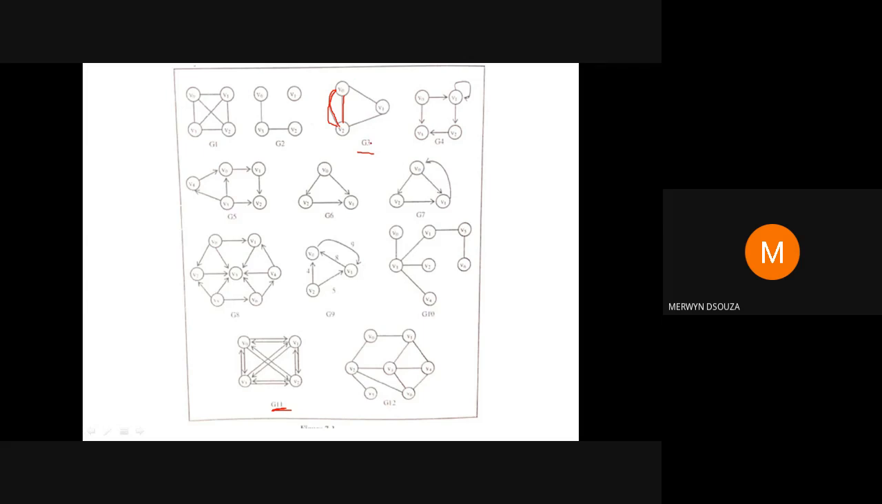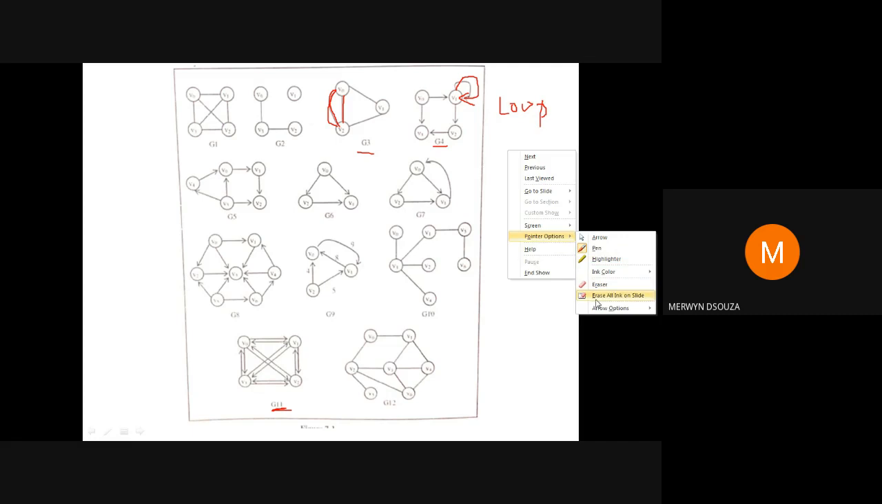Next definition is a loop. An edge is called a loop or a self edge if it starts and ends on the same vertex. You can see here in graph G4 there is an edge that starts and ends on the same vertex. This would be known as a loop, starting and ending on the same vertex.